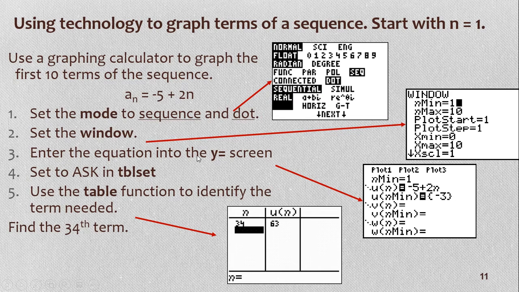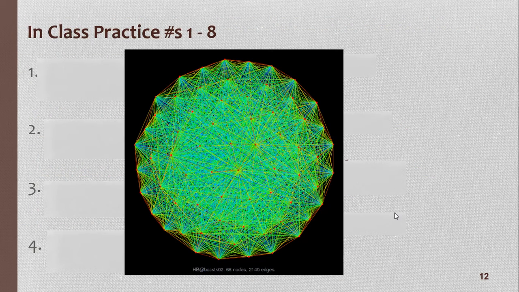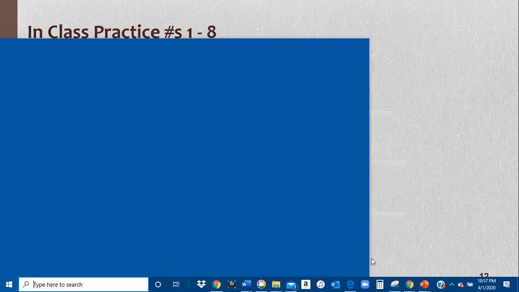display my values. I want to go to table set, which is above the window function, and set it to ask, and then go to the table function, and I can plug in, let's find the 34th term, and it'll tell me your value would be 63. So a sub n, or a sub 34, would be equal to 63. So I would suggest practicing that on your calculator because that will come in very handy for a lot of these problems. All right, we'll take a look at the first 8 on the in-class practice here.